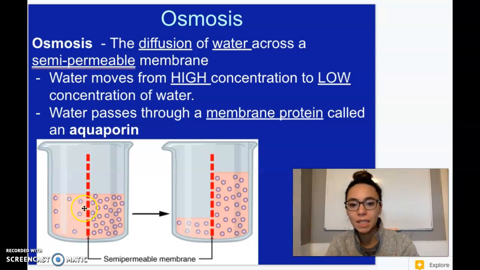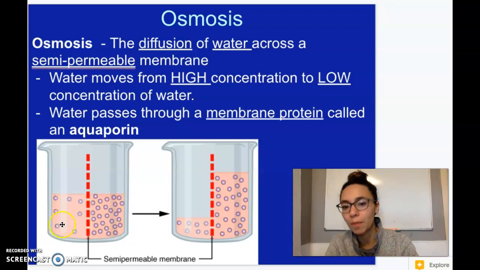So we can see here, and some of these images students struggle with, so let's look at this closely. The pink liquid here is representing water. The purple molecules are some type of solute, so something that's dissolved in the water. So here we have more free pink space, which means water. So more water on this side, less water on this side, because there's more of the solute particles there.